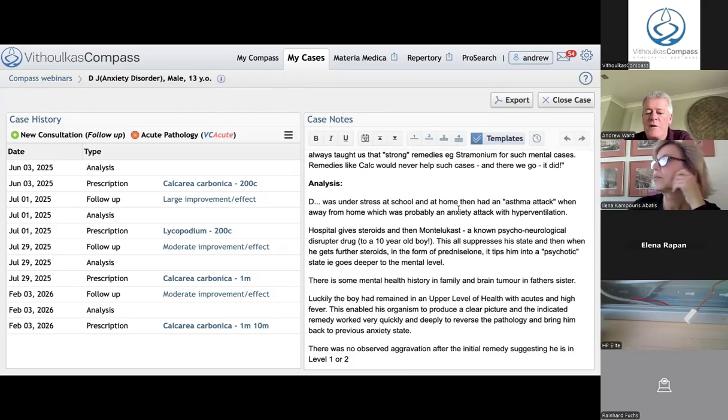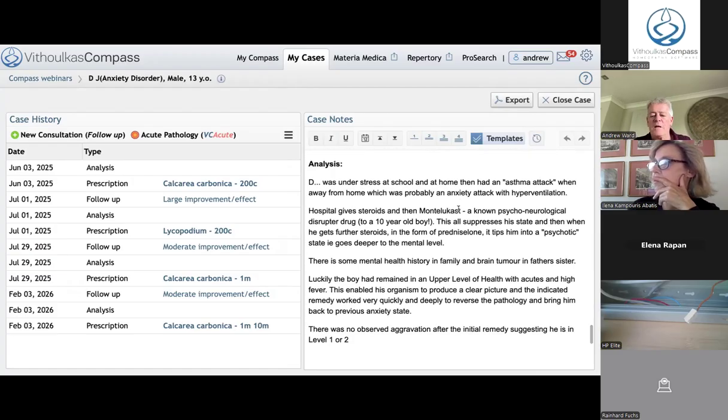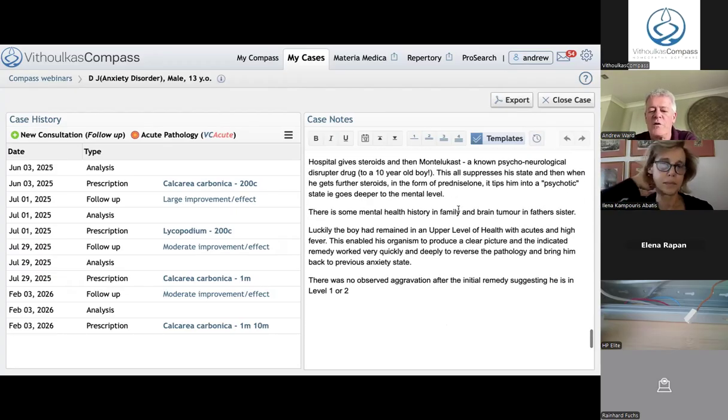Also, there is some mental health history in the family and brain tumor in the father's sister. So there's some susceptibility there, it seems. Luckily, the boy remained, and this is very interesting, in an upper level of health with acutes and high fever. This is what saved him. This enabled his organism to produce a clear picture, and the indicated remedy worked very quickly, reversing the pathology, bringing him back to his previous anxiety state. There was no observed aggravation after the initial remedy, suggesting he's in level 1 or 2 of the levels of health.